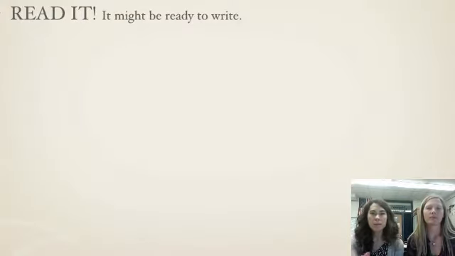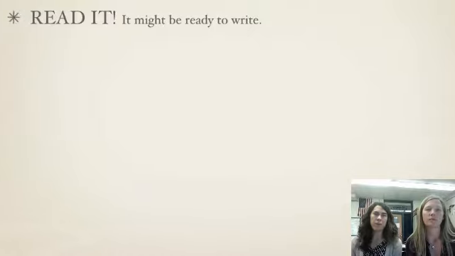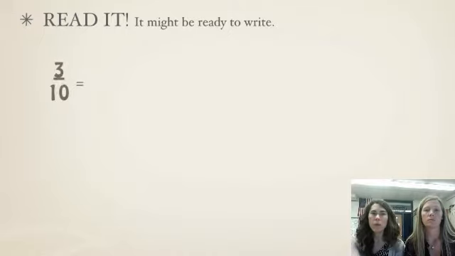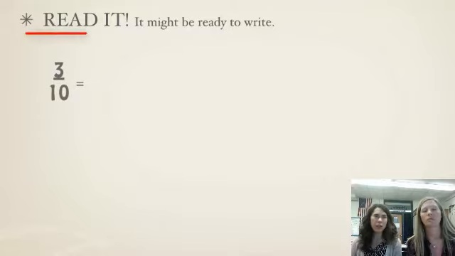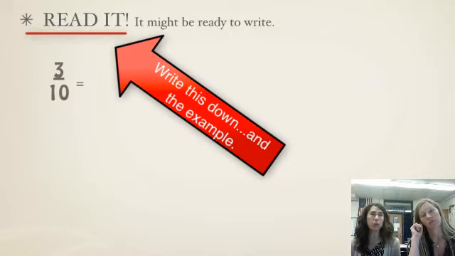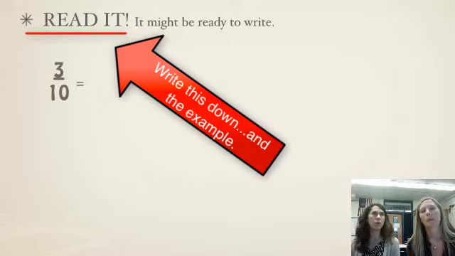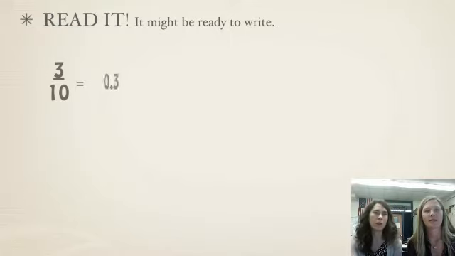So first of all, one way that you can convert fractions into decimals is just reading it. It might be ready to write down right away. So in your notebooks, you can even write this down: read it. Because if I look at this fraction here, I could say 3 over 10, or 3/10. And some of you might be thinking, oh yeah, that's like a decimal. So it would look like that. Ta-da! It's as easy as that.